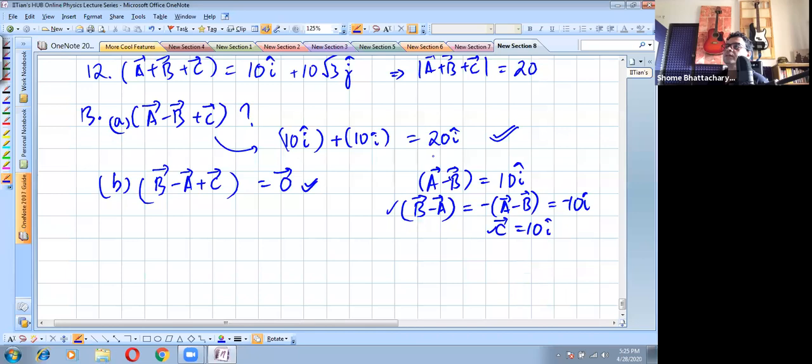So this will not be the correct option because it's asking which is the null vector. Okay, so this is the wrong option. This is the right option. And similarly, C and D also you work out that way only.